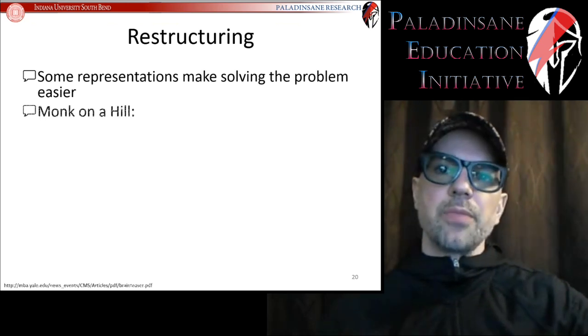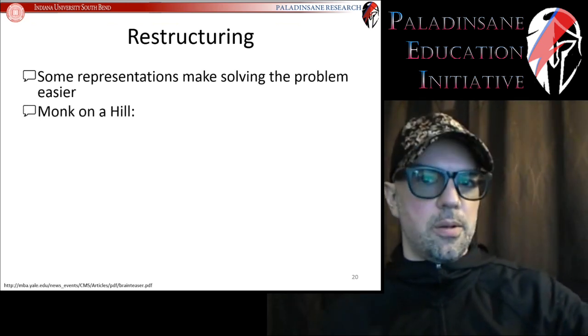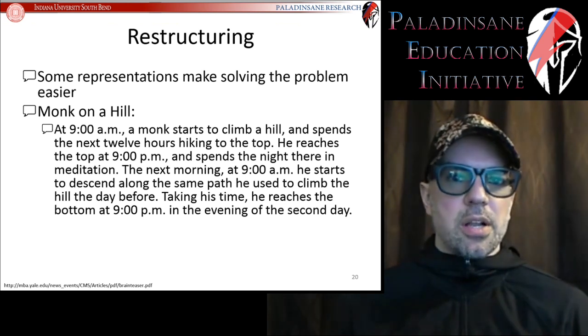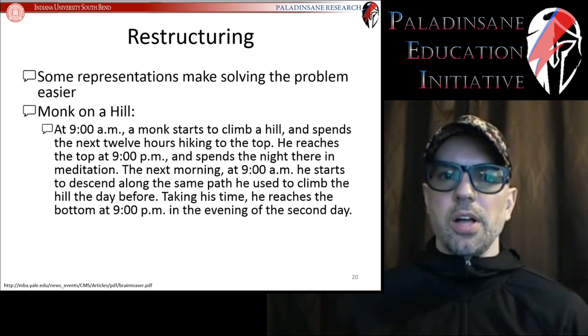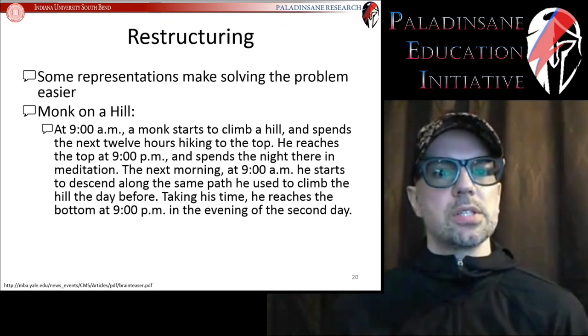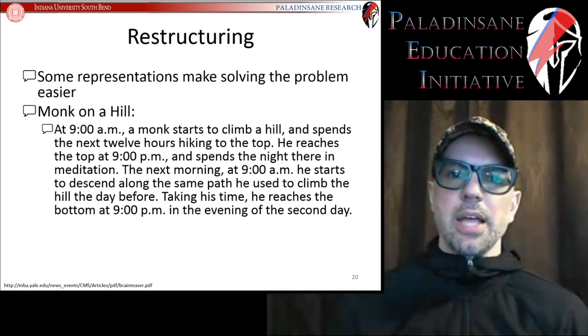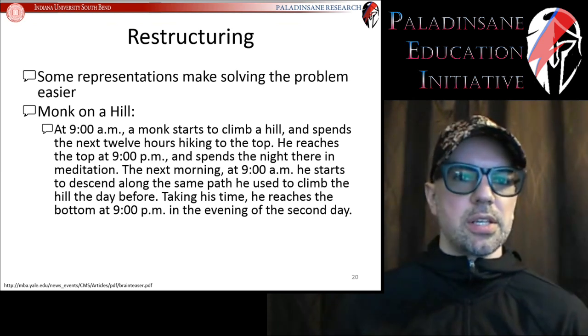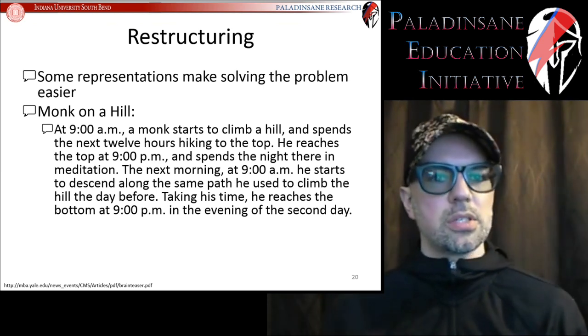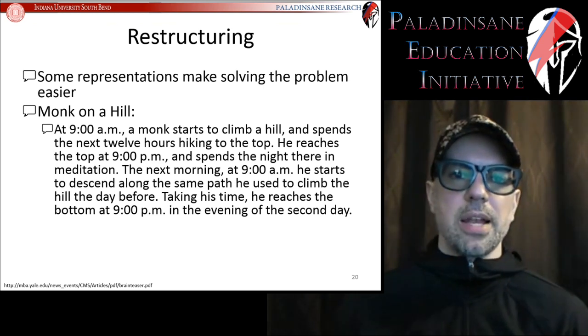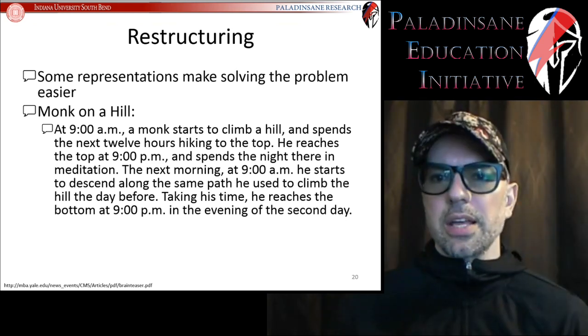Here's a new one. And this is a riddle called Monk on a Hill. So here it goes. At 9 a.m., a monk starts to climb up a hill and spends the next 12 hours hiking to the top. He reaches the top at 9 p.m. and spends the night there in meditation. The next morning at 9 a.m., he starts to descend along the same path he used to climb the hill the day before. Taking his time, he reaches the bottom at 9 p.m. in the evening of the second day.